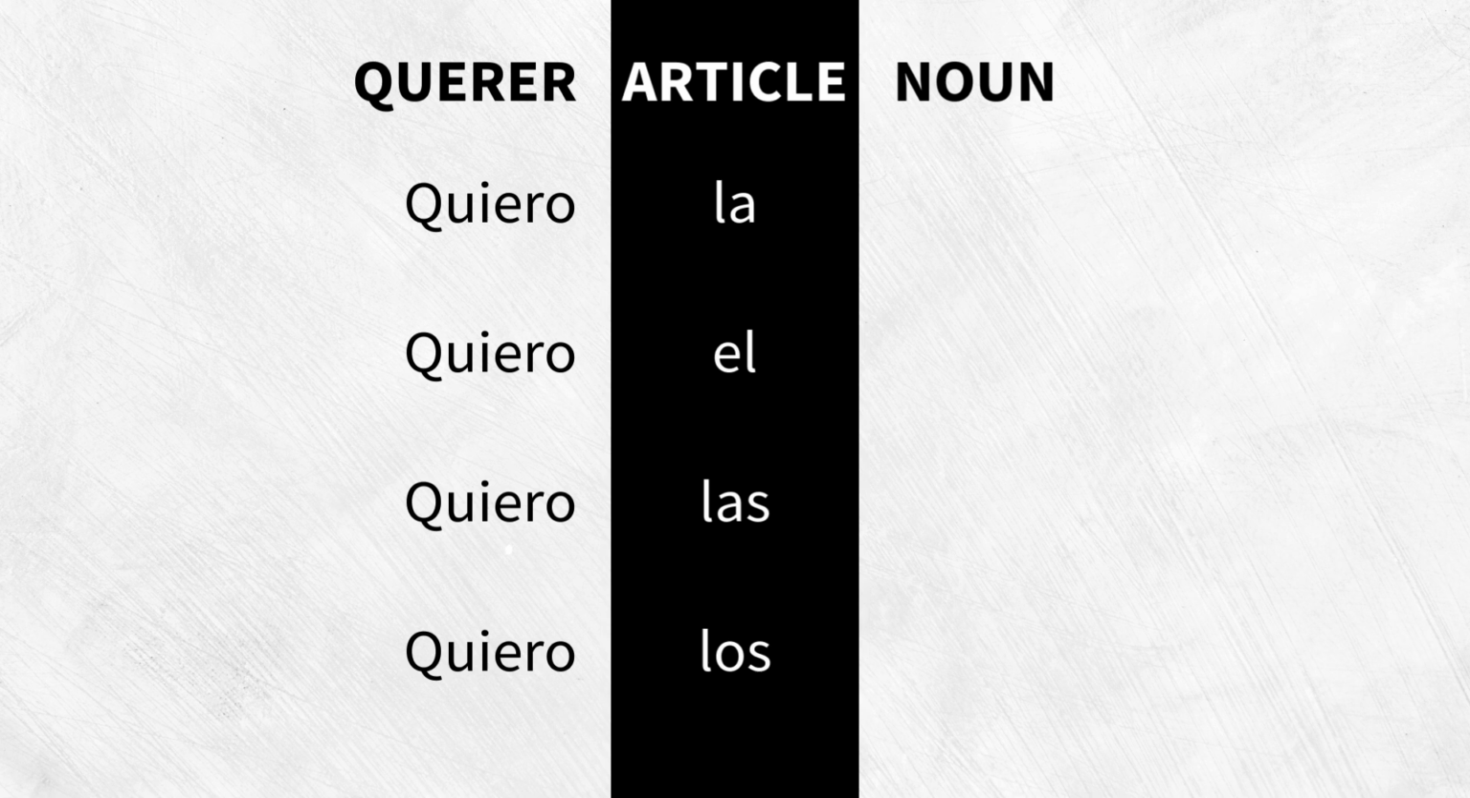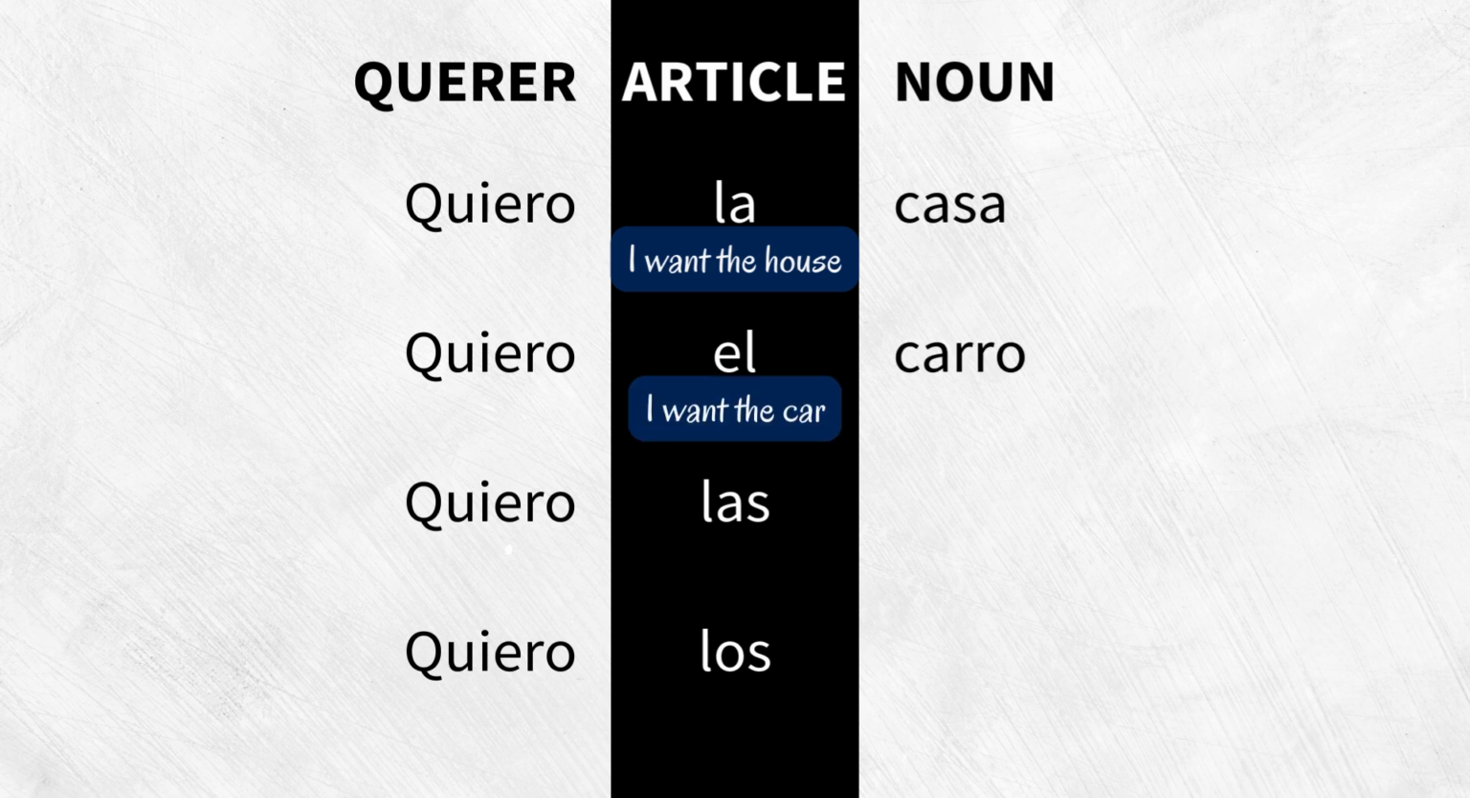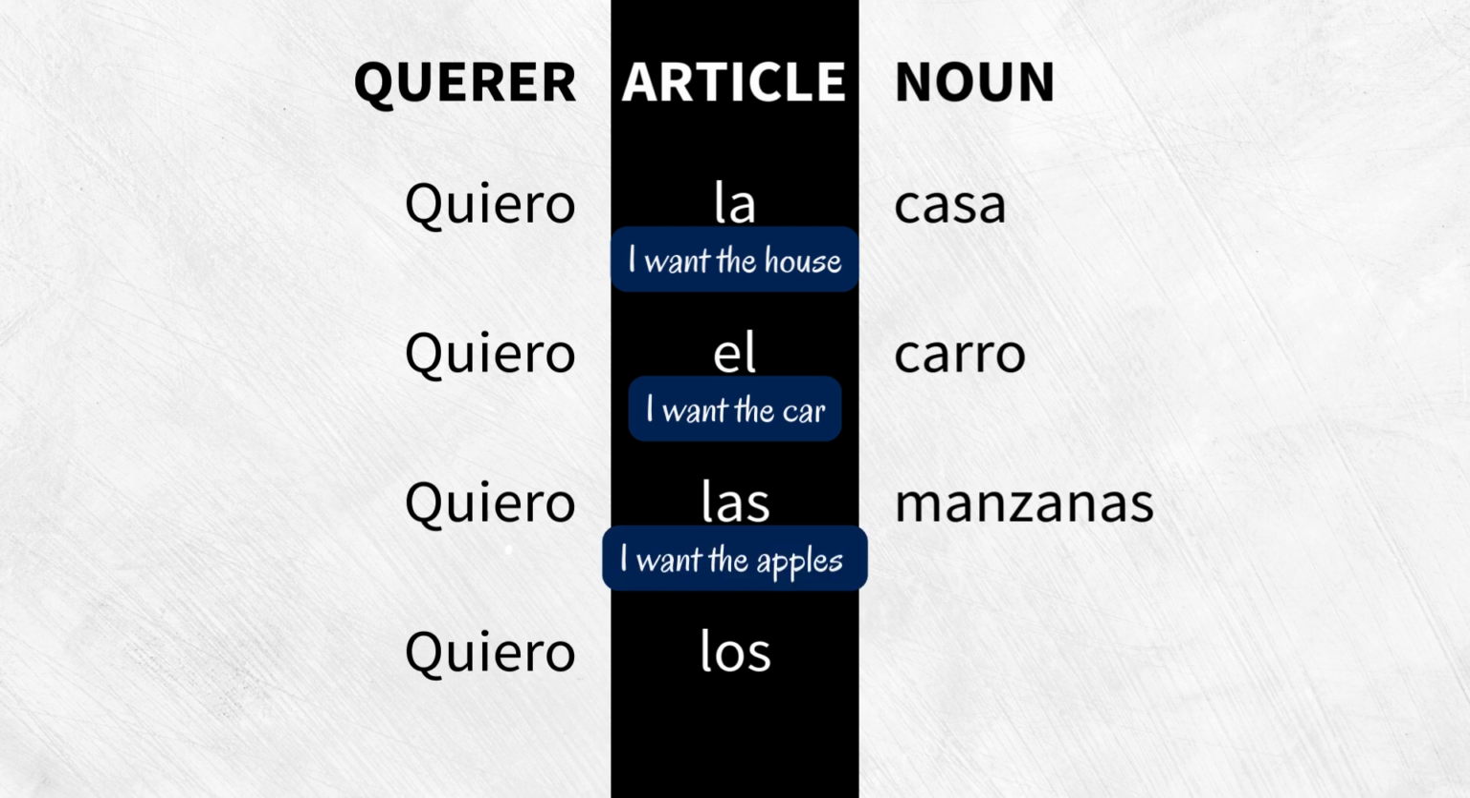Just remember that in Spanish, there are 4 words that mean the, depending on the noun. For example, quiero la casa. I want the house. La is for feminine singular nouns. Quiero el carro. I want the car. El is used for singular masculine nouns. Quiero las manzanas. I want the apples. Las is used for feminine plural nouns. Quiero los zapatos. I want the shoes. Los is used for plural masculine nouns.